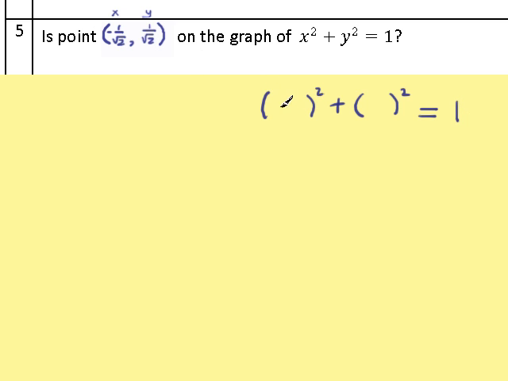And we're going to substitute in minus 1 over root 2 for x and 1 over root 2 for y. And we're asking, is this equal to 1? So when we square this, we get 1/2. And when we square this, we also get 1/2. And 1/2 plus 1/2 is equal to 1. So the answer is yes, the point is on the graph.